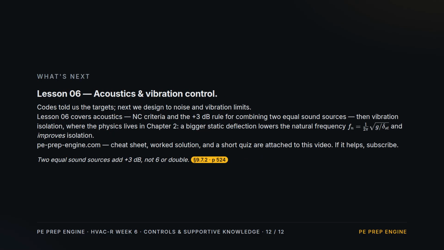Next up, Lesson 6, Acoustics and Vibration Control. Codes told us the targets, now we design to noise and vibration limits. We'll cover acoustics, NC criteria, and the +3 dB rule for combining 2 equal sound sources. Then, vibration isolation, where the physics lives in Chapter 2. A bigger static deflection lowers the natural frequency and improves isolation.